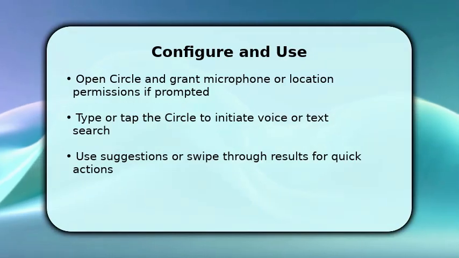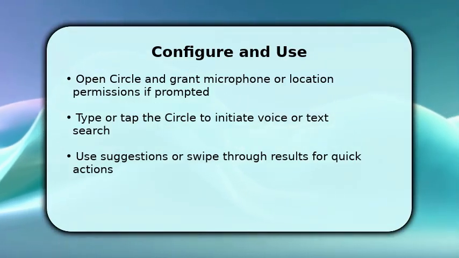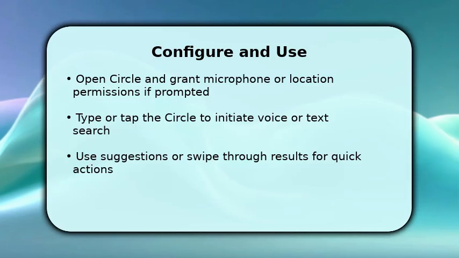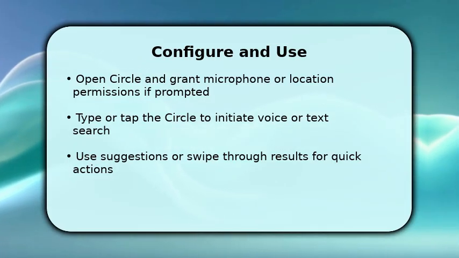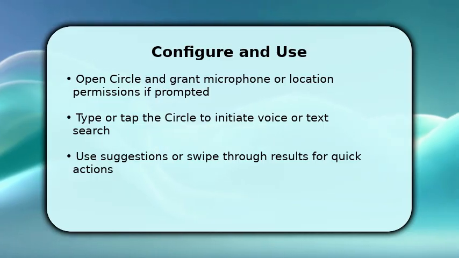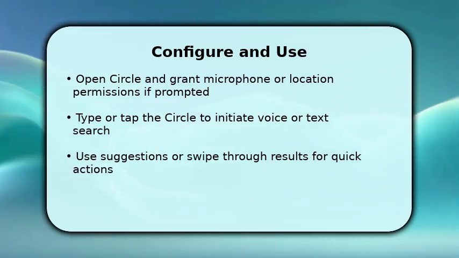You now configure and use Circle. Open it and allow requested permissions so voice or context-aware results work smoothly. Once permissions are set, tap the circle to type a query or press and hold for voice input. The circle prioritizes local app content and web suggestions.